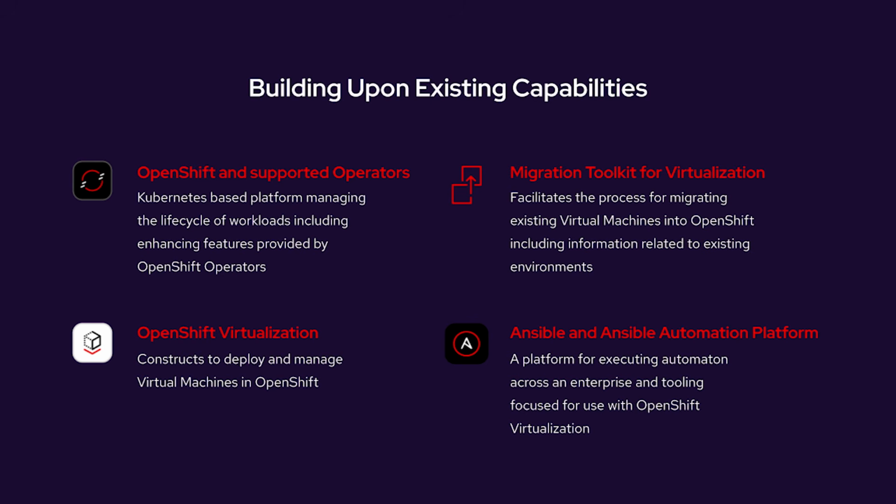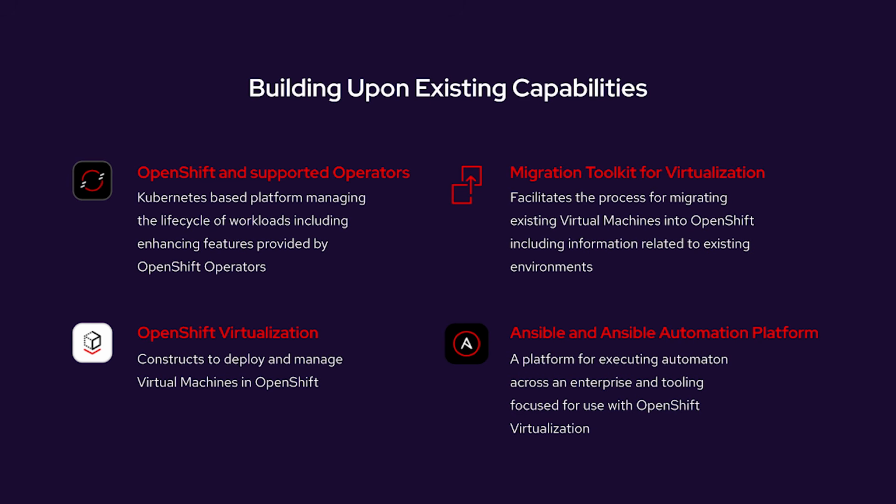So, what are the technologies and existing capabilities that we are focusing on in this use case? Starting with OpenShift, the platform where you get to deploy both your containerized applications and virtual machines and manage them on the same platform. You also have the supported operators to support your deployments, such as the NMState operator, Advanced Cluster Management for Kubernetes, OpenShift Virtualization, Ansible Automation Platform, and much more.